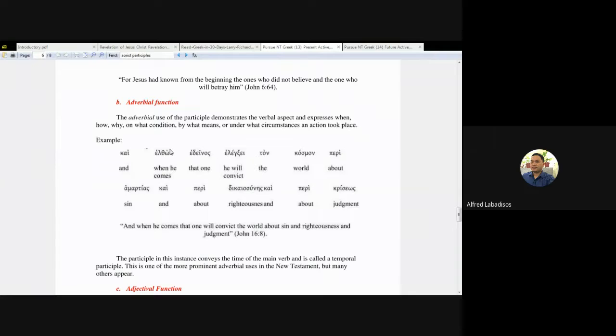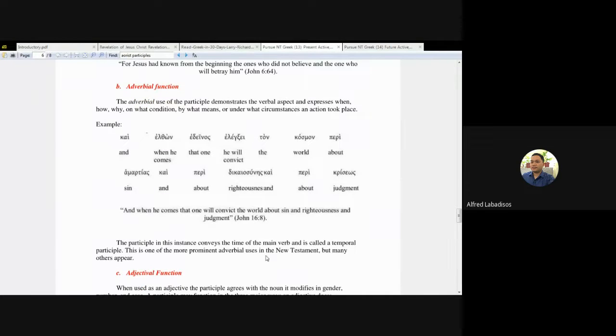So, when, what they call an adverb of time. The participle in this tense conveys the time of the main verb and is called temporal. It is one of the more prominent adverbial uses in the New Testament, but many others appear. So a lot of functions of the participle for the adverbial. Anyway, we will discuss more on the adverbial function of participles when we come to Greek two.